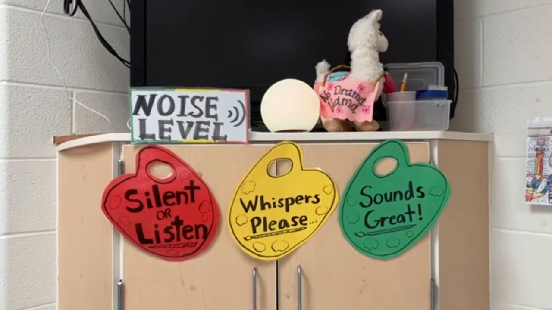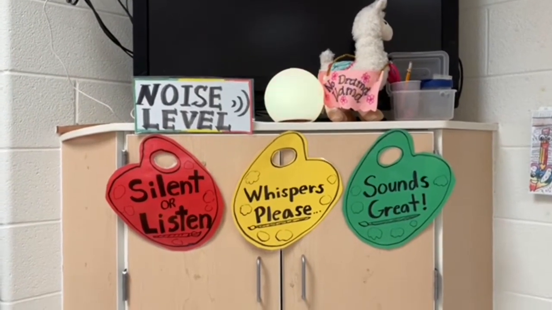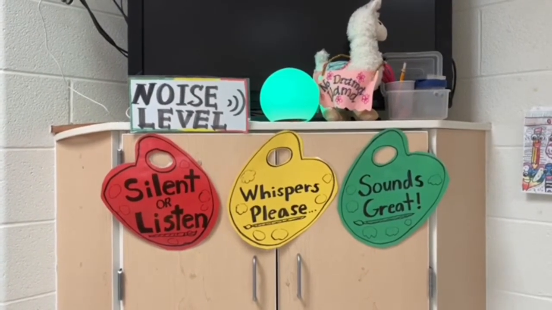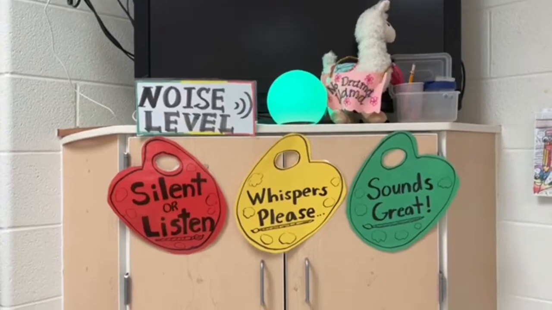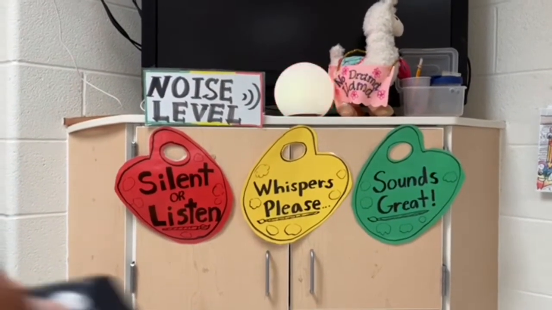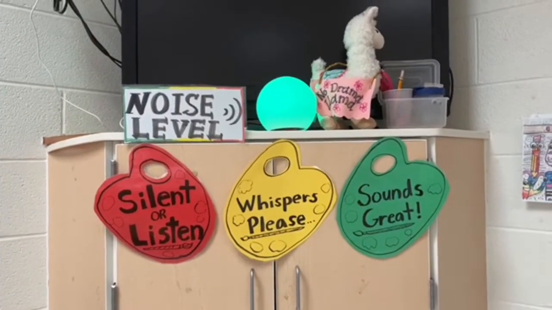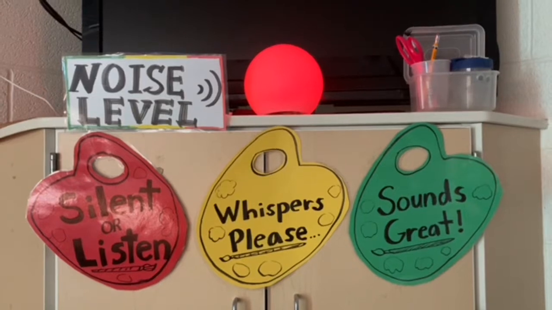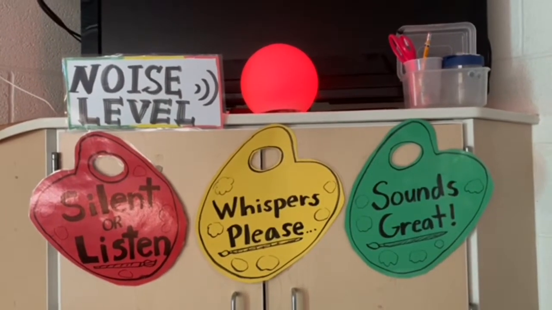Yellow means whispers, please. That means that we're using our whisper voices, but we are allowed to talk. And then green, like a stoplight, means go. Green means we're sounding great, we're in work time. The lights can go either way, so make sure that you're listening to the voice commands, the lights, and the bell, so that you know when's a good time to talk.